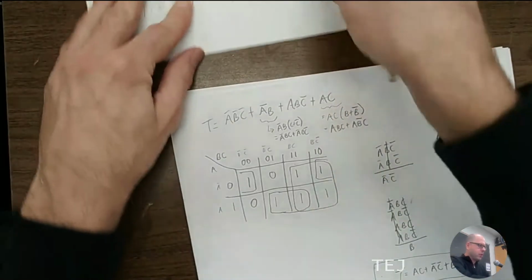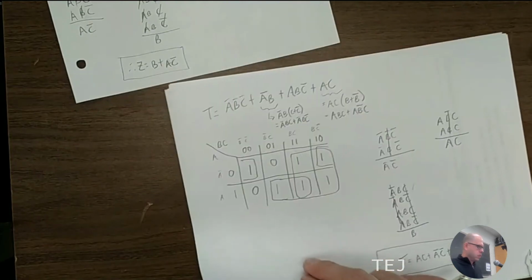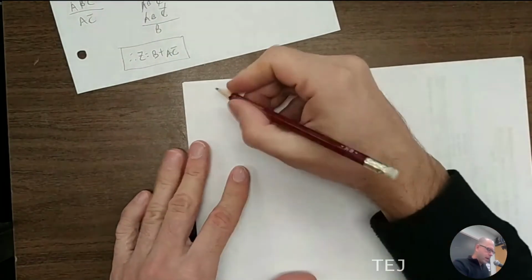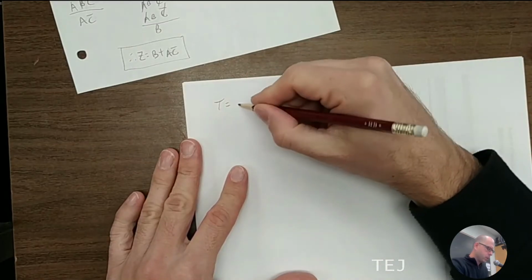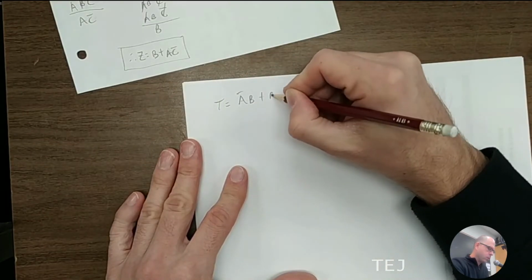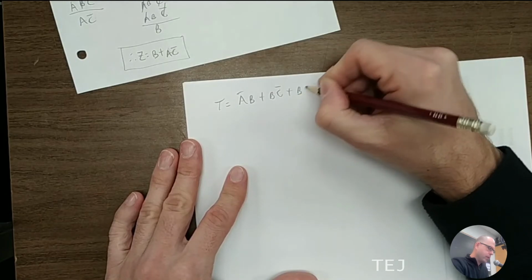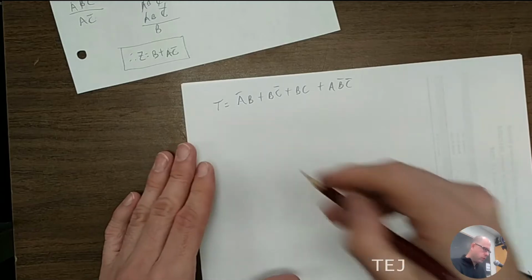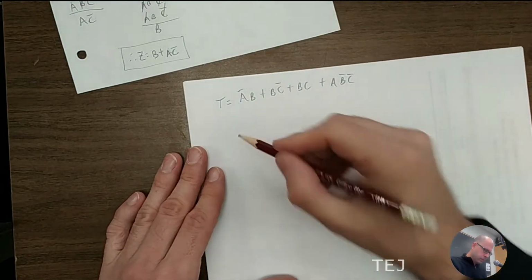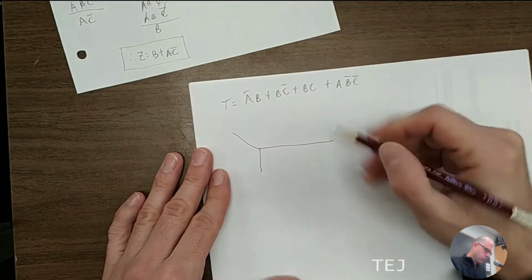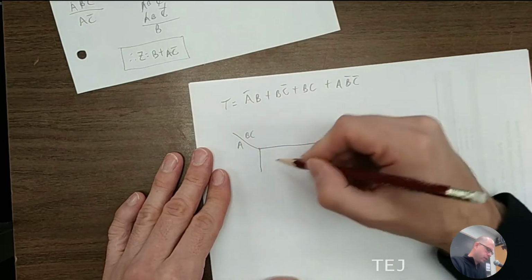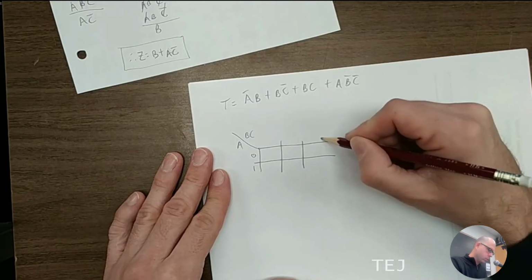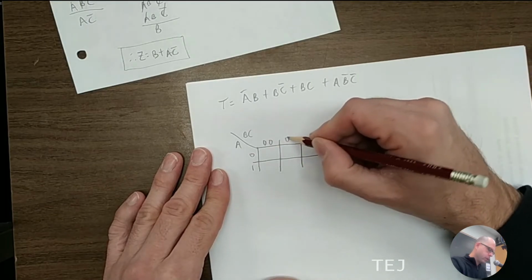Here's the last example I want to do with you. So in this case, we have T equals A naught B, or B C naught, or B C, or A B naught C naught. So using the table, we have A B C. Got 0, 1, 0, 0, following gray codes.